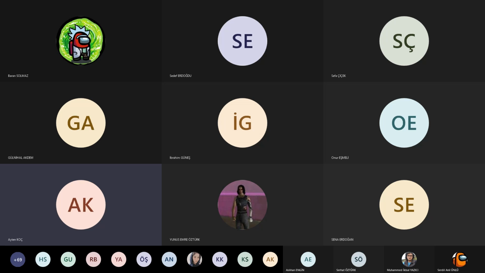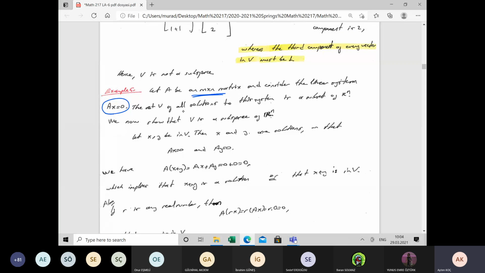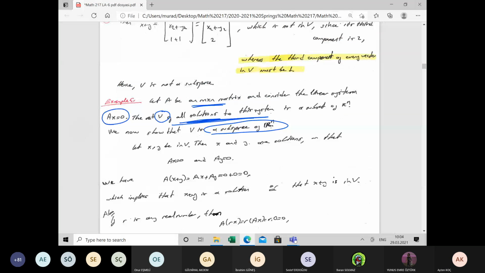Take the n by n matrix and consider this system. We claim that the set of all solutions of our system forms a subspace. If V is the set of all solutions, then V is a subspace. Our aim is to show that V is a subspace.